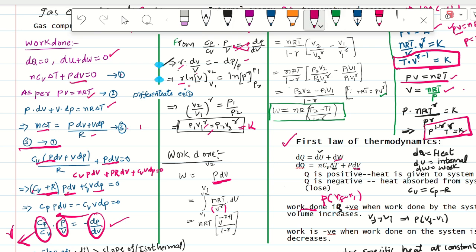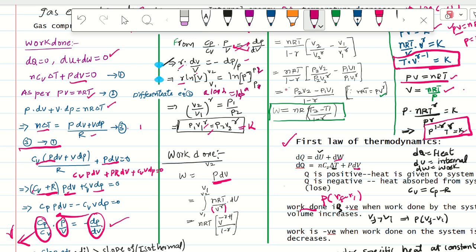So now integrate both sides. You will get gamma into ln from V1 to V2, equal to ln from P1 to P2. Now we know A into log B is equal to log of B power A. Like that, V2 by V1 will come, and we use the formula log A minus log B equal to log A by B. So log V2 minus log V1 equals log of V2 by V1.